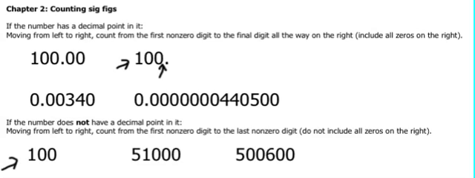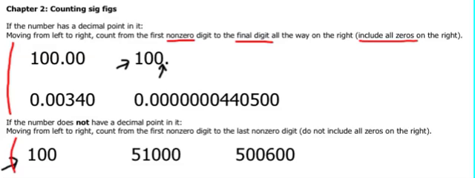So the first thing you have to look for is, does the number have a decimal point? These first four numbers here do have a decimal point, and these last three do not. Now, if it does have a decimal point, the rule of thumb is you always count from left to right, and you count from the first non-zero digit to the final digit all the way on the right, including all zeros on the right, which are called trailing zeros.